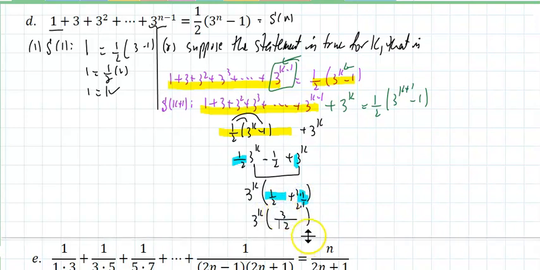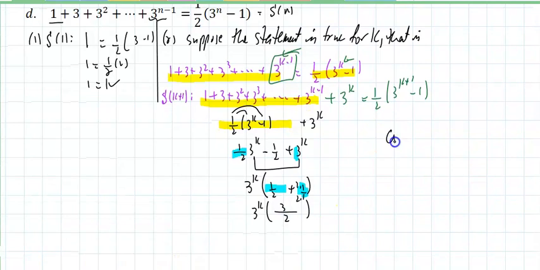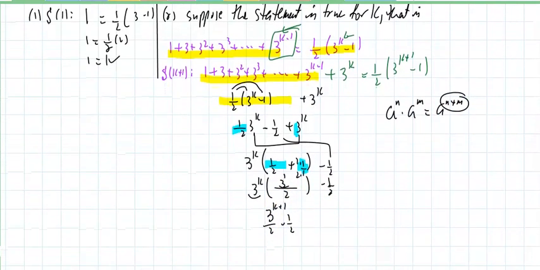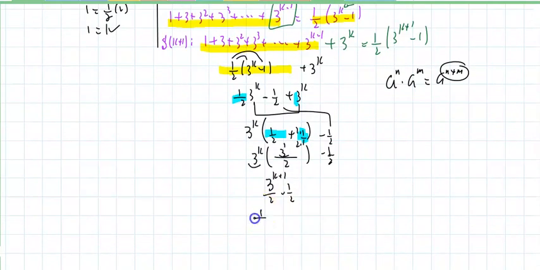And now I'm going to ask you a simple question. What is a^n times a^m? Isn't that a^(n+m)? Oh, and don't forget the minus 1/2. And if I multiply 3^k times 3^1, isn't that 3^(k+1)? You add the powers. And if I factor a 1/2 out of those, wouldn't that be 3^(k+1) minus 1, which is exactly what I want.